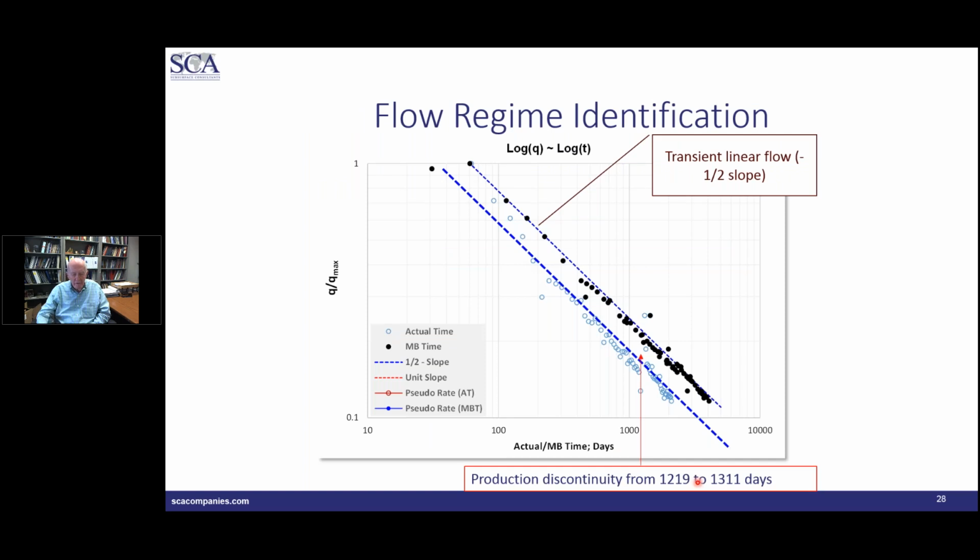We really need a diagnostic plot to find out what flow regimes we have, and we're going to need this information for proper forecasting. So here again, here's the rate versus actual time with the open blue circles, and rate versus material balance time, which is the more definitive of the plots, particularly when we're looking for the influence of boundaries and boundary dominated flow. But we don't see any influence of boundaries in this particular example. All these data are in transient linear flow. And this lasts up to something like 2,000 days. We're still in that flow regime.